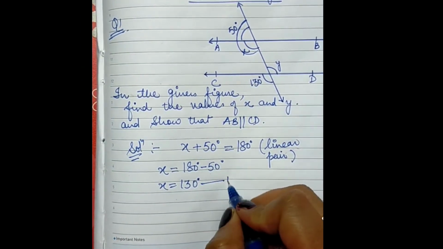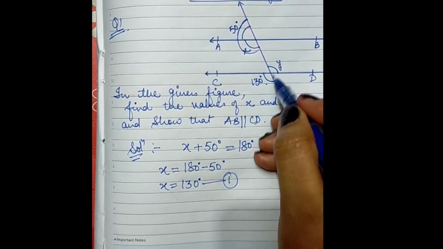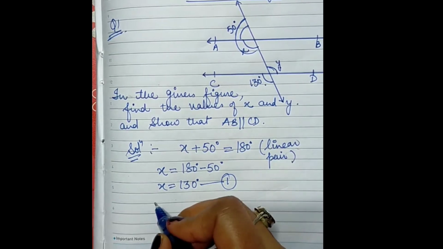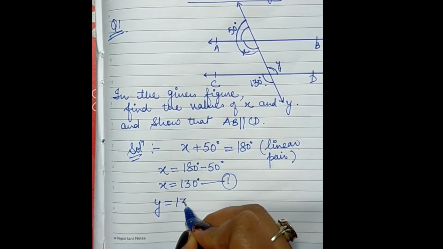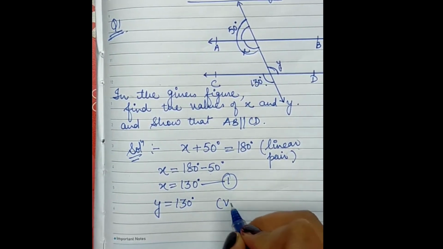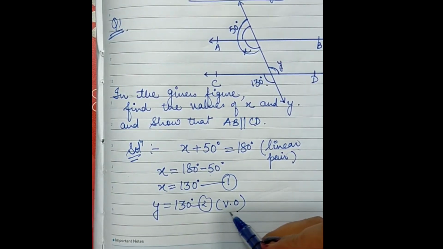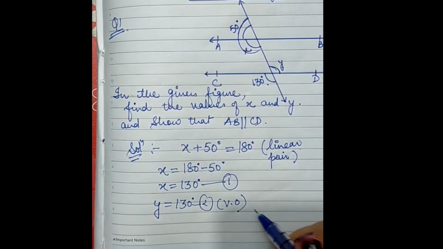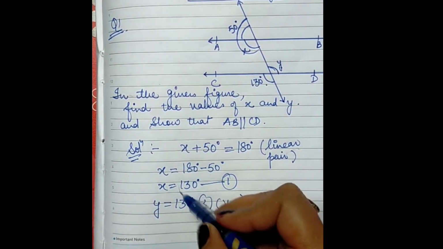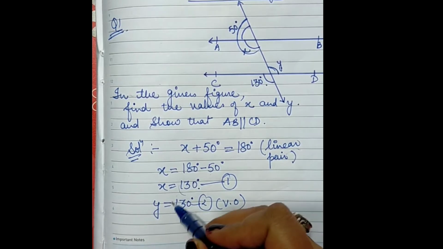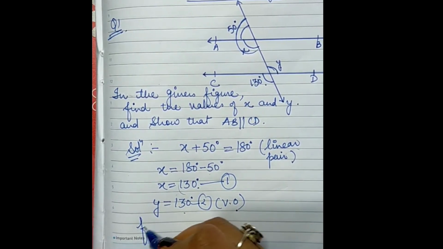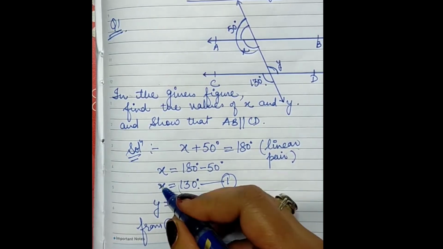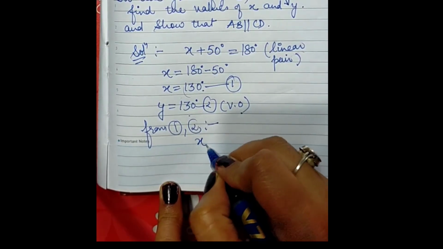So let it be 1. Now you can see y is equal to 130 by vertically opposite angles. You can write VO instead of vertically opposite angles. Now from first and second, right sides: here it is 130, here also it is 130. If the right sides are the same, that means the left sides will be the same. So x will be equal to y.